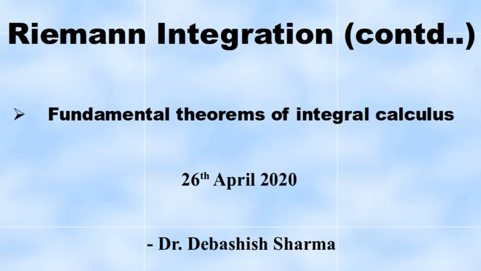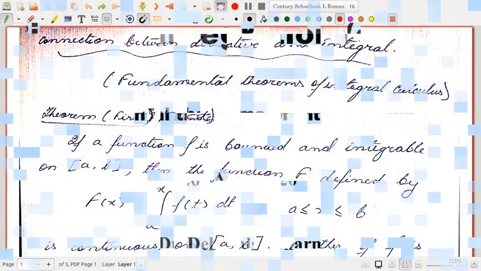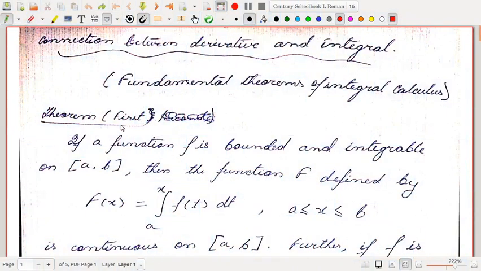As the textbook is Mathematical Analysis by Malik and Arora, we will take the notation and terminology that is used in Malik and Arora. So let us have a look at those theorems. These theorems give us a connection between the derivative and integral.